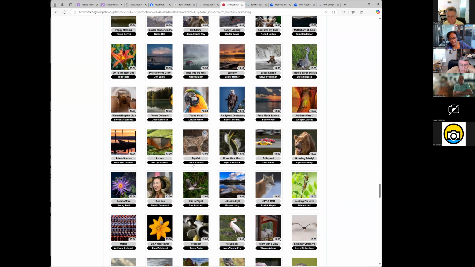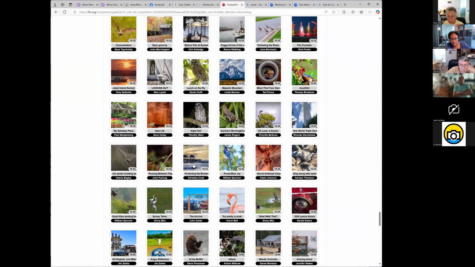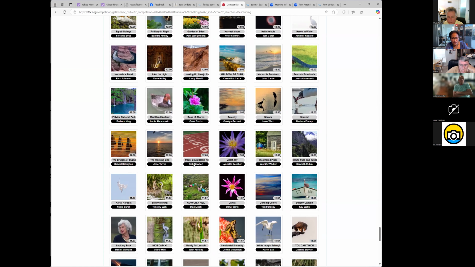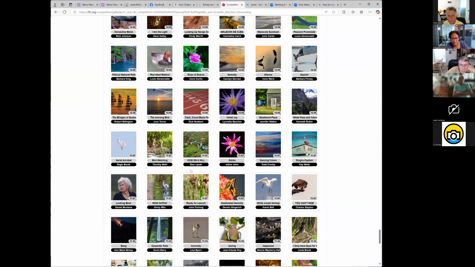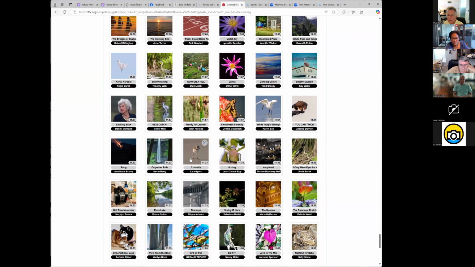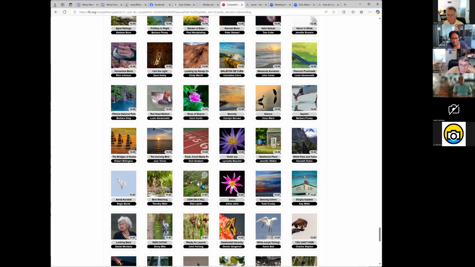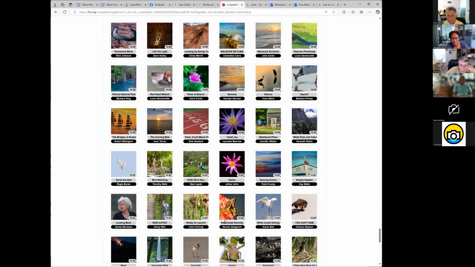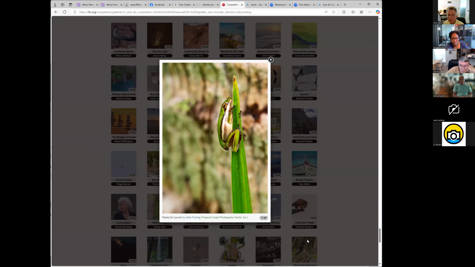Lower. Oh, lower. Yeah, 11.67. I'll find it here in a minute. One moment. Here it is. Notice this image of a frog. It doesn't exactly fill the frame. The background is a lot more busy, although it is out of focus, which is great, but it's a lot more busy.